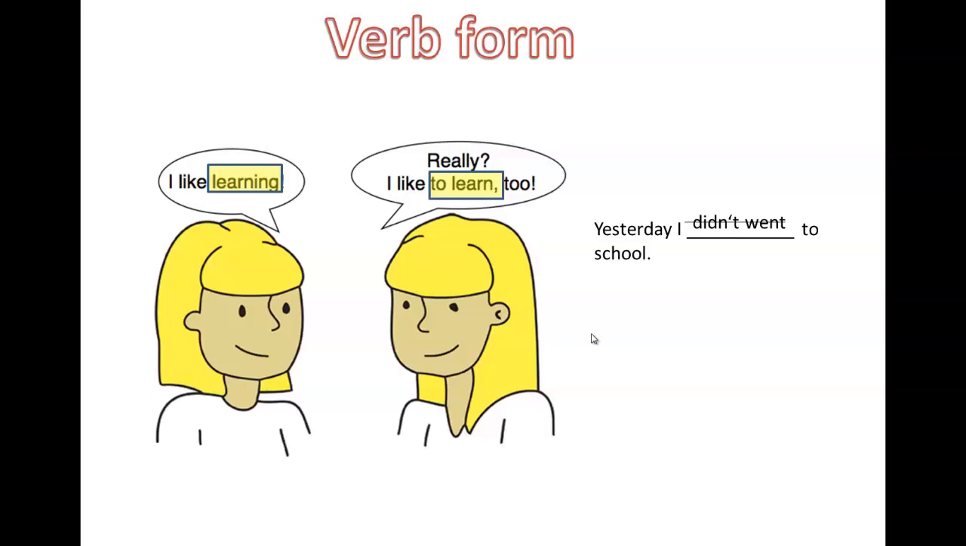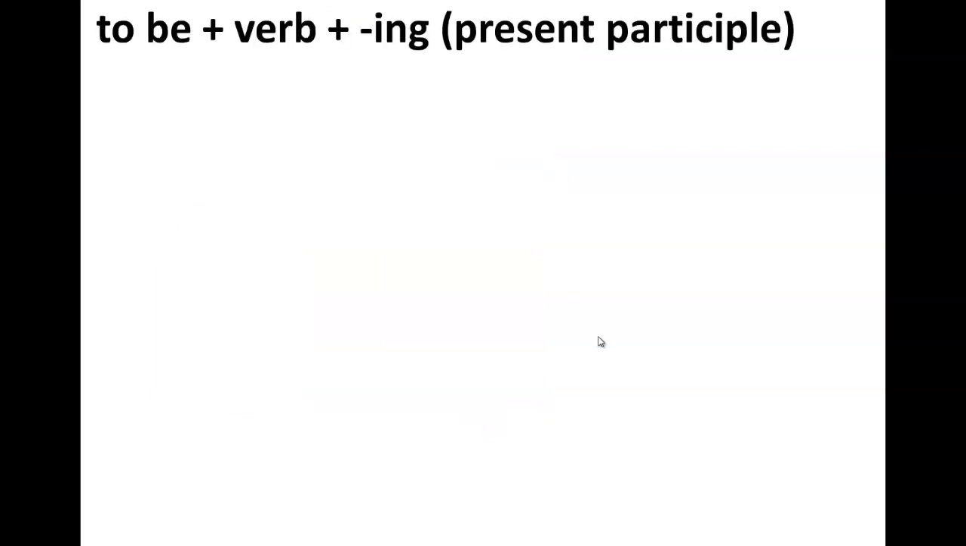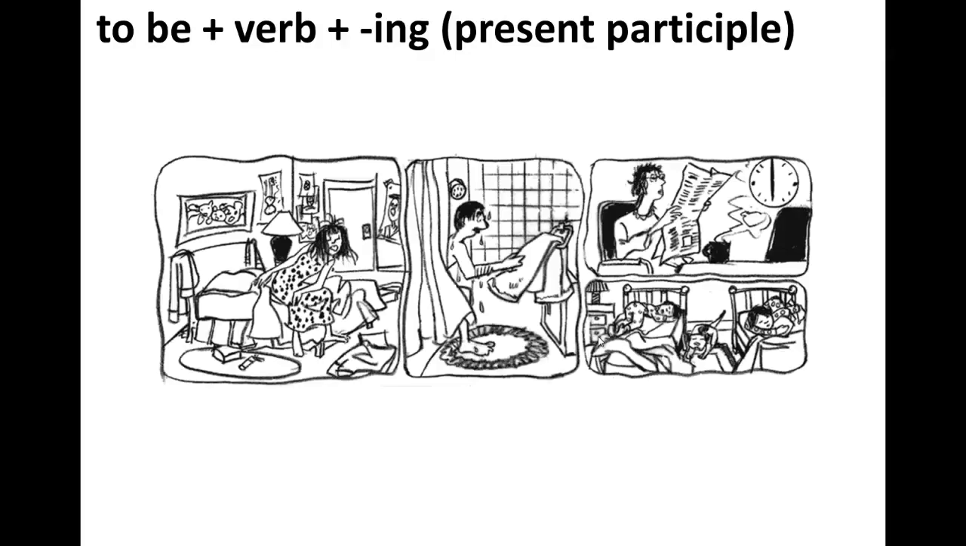So I'm going to go through several different verb forms in this video, and I will also show you some of the worksheets that we're doing for these. Okay, so here we go. The first one is the verb to be plus a verb plus ing, the present participle. This is a very common verb tense in English.